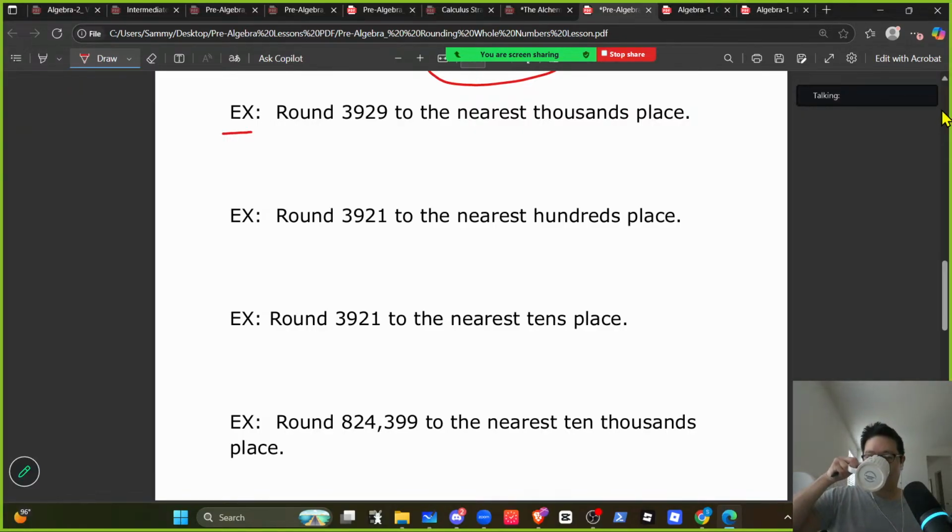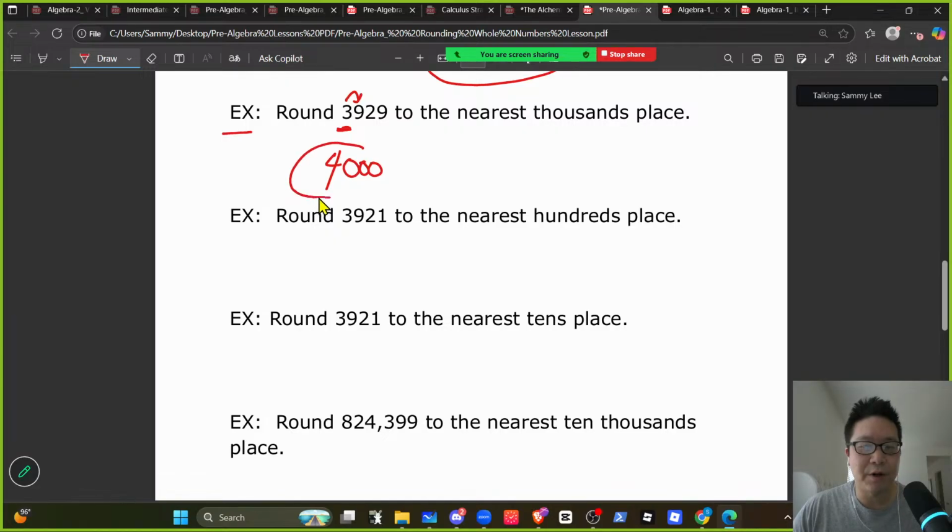4,000. Okay. The number in the thousands place is a 3. The number to the right is a 9. So we're going to round up. So the 3 gets rounded up to a 4, and everything to the right gets turned to zeros. 4,000. Very good. Next example.